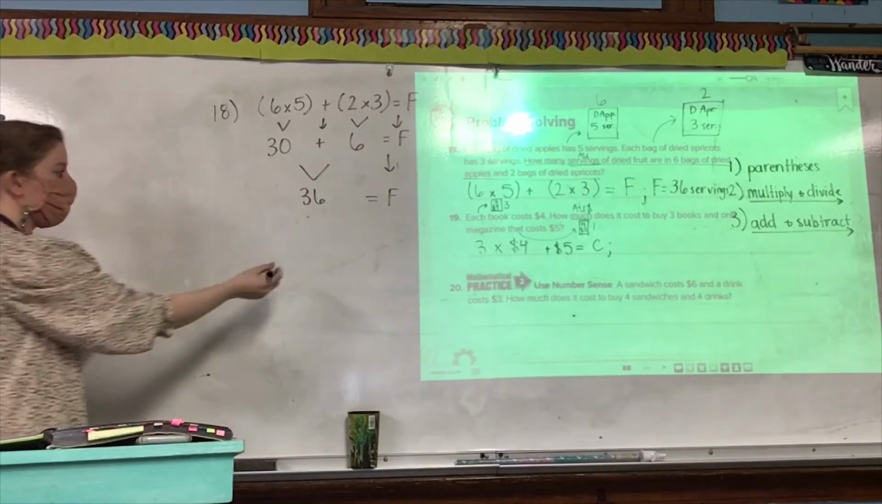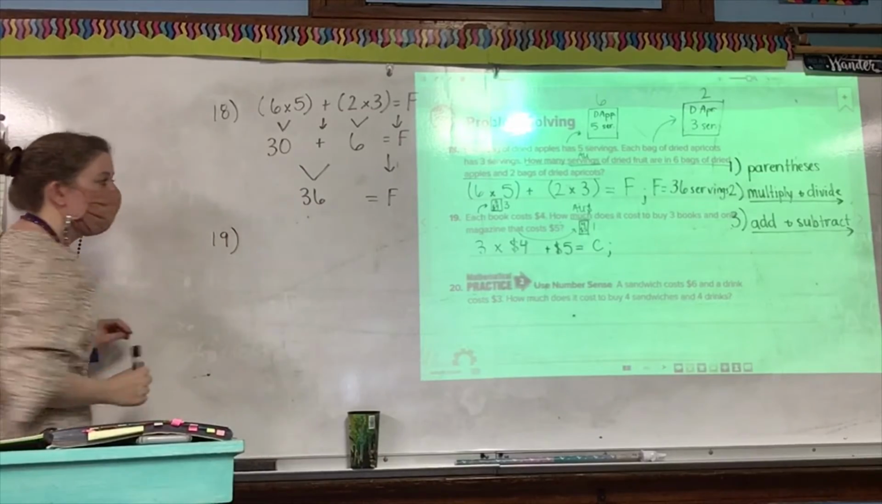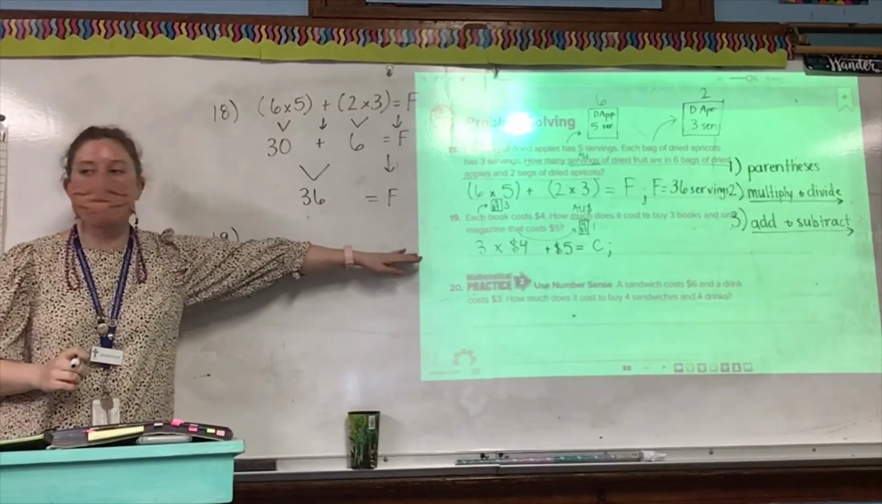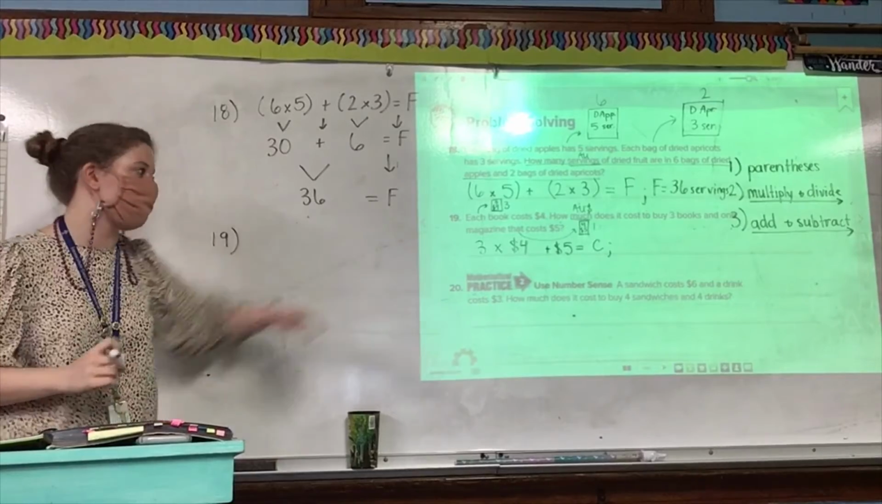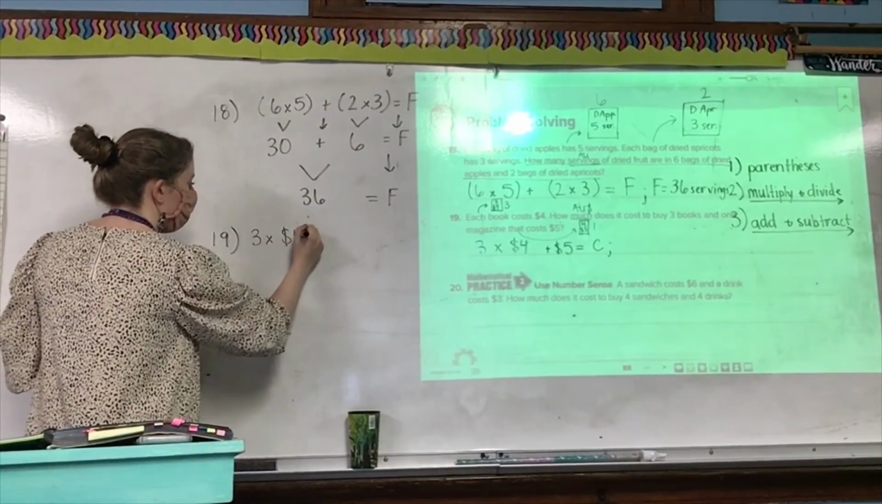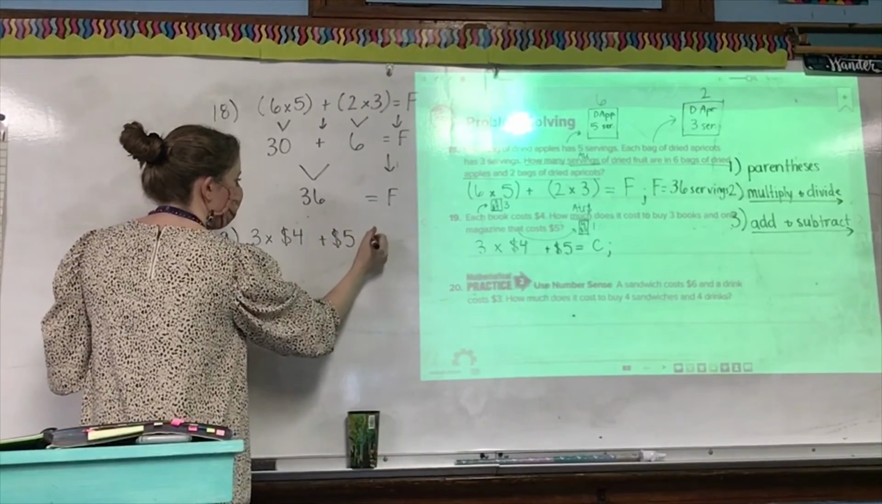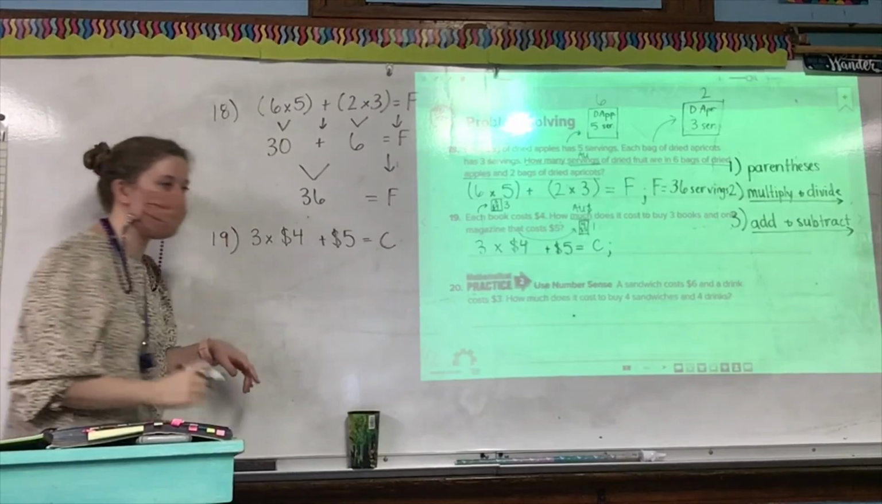I'm going to go to my separate sheet of paper and I'm going to write 19. And then I'm going to rewrite my equation exactly as it appears right here. 3 times $4 plus $5 equals C.